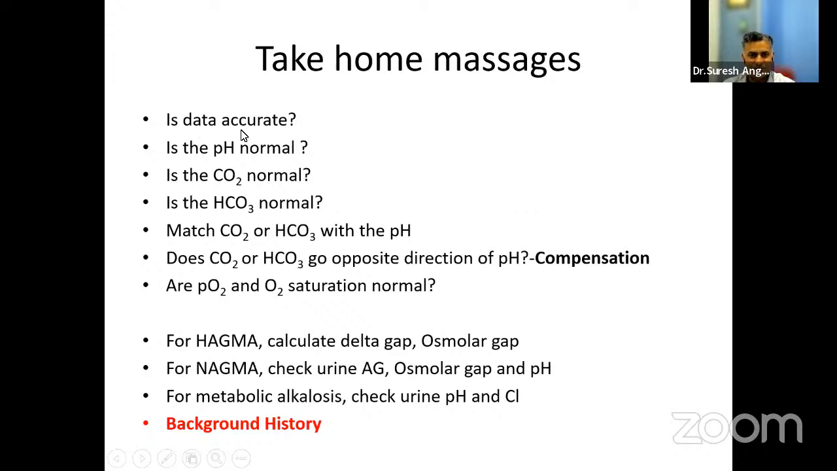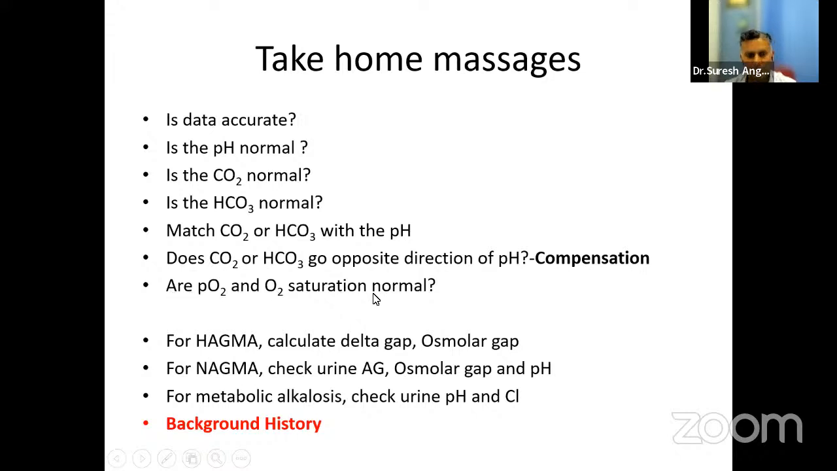First of all, we have to check the data accuracy, whether pH is normal. Then we have to look at CO2 and bicarbonate, and match CO2 and bicarbonate with the pH. And we have to see whether CO2 and bicarbonate are going in the opposite direction of pH to see if there is any compensation happening. And then we have to check for oxygenation and ventilation status.